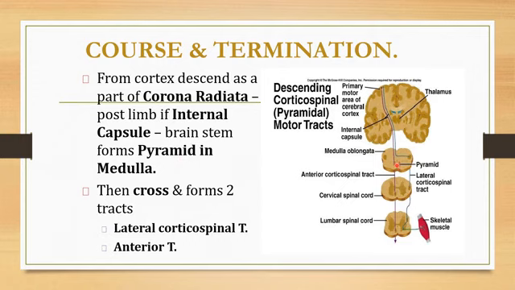80% of fibers, after passing through the pyramid, immediately decussate, that is, cross over to the opposite side and descend in the lateral funiculus of the spinal cord, which forms the lateral corticospinal tract. The remaining 20% of fibers descend on the same side in the anterior part of the spinal cord, and these are the anterior or ventral corticospinal tract. The pink colored one is the anterior and the blue colored one is the lateral corticospinal tract. The anterior tract fibers cross over to the opposite side only at the spinal cord segment.